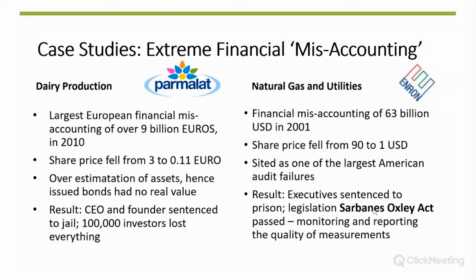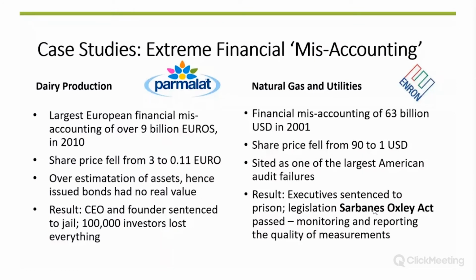So this was a deliberate overestimation of inventory and current assets, and therefore the bonds that were sold to balance this asset, of course, had no value. In both of these cases, the perpetrators were very high-level people, and they were the ones that went to jail. So this is not a laughing matter.